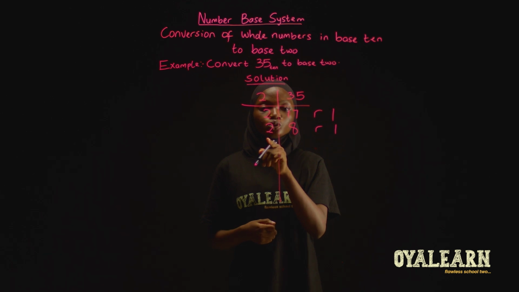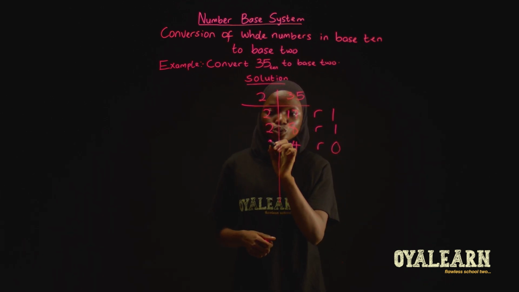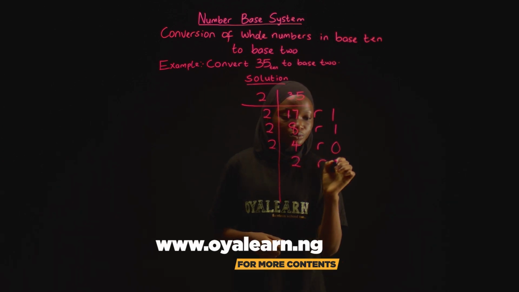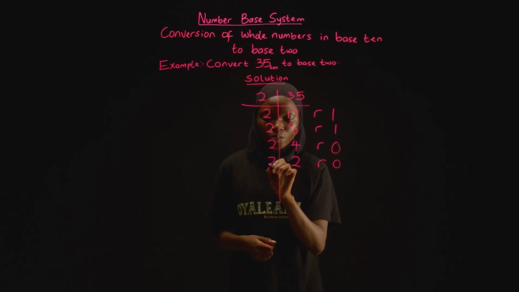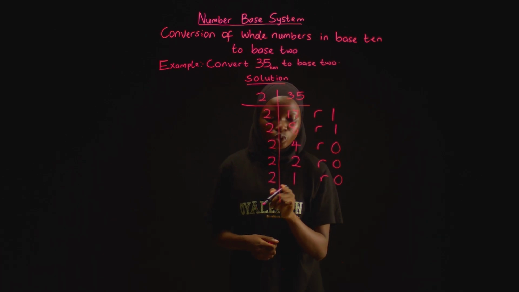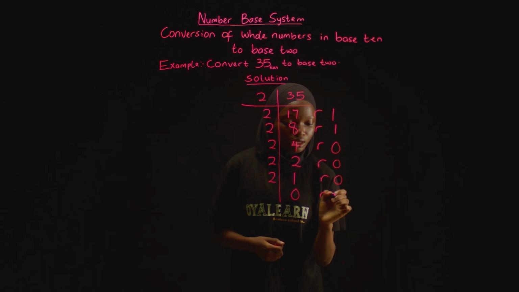2 goes in 8. You have 4. Remainder 0. 2 goes in 4. We have 2. Remainder 0. We divide again by 2. 2 goes in 2. We have 1. Remainder 0. 2 again. 2 goes in 1. You can't see 2 in 1, so that's 0. Remainder 1.